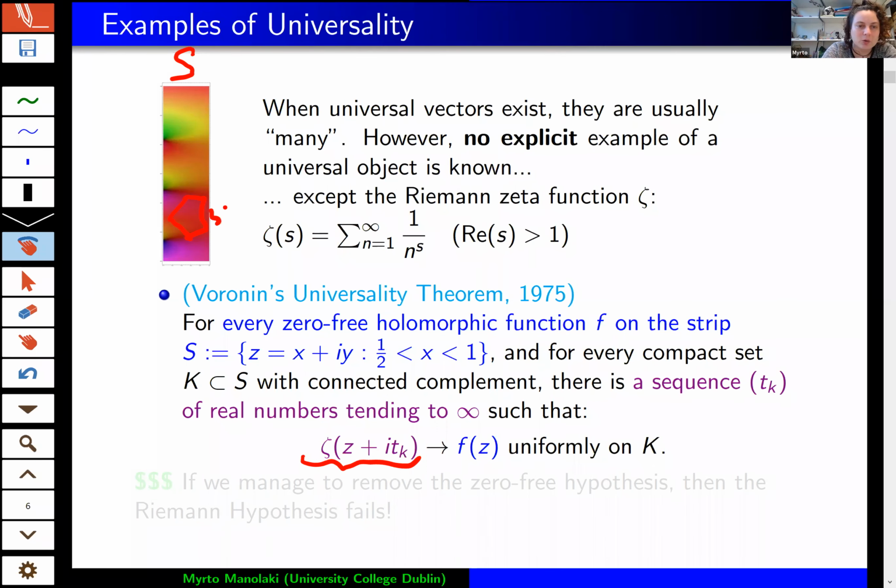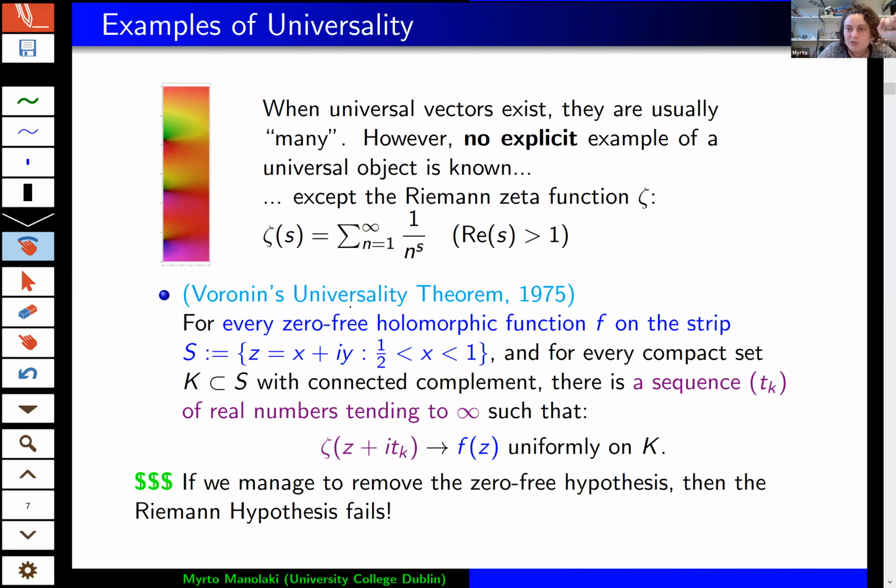So when I put something here on K, I put my f. Again, my f is zero free. So what I can do is approximate by the Riemann zeta function if I make vertical shifts this time. So it's like Birkhoff, but the difference is that now you shift vertically. There is a very important thing here: my function is assumed to be zero free. And one of the reasons why I included this result is because what we are doing in some sense relates to zero-free approximation. So what is important here is that if we manage to remove the zero-free hypothesis, so if the theorem holds without it, then the Riemann hypothesis fails.